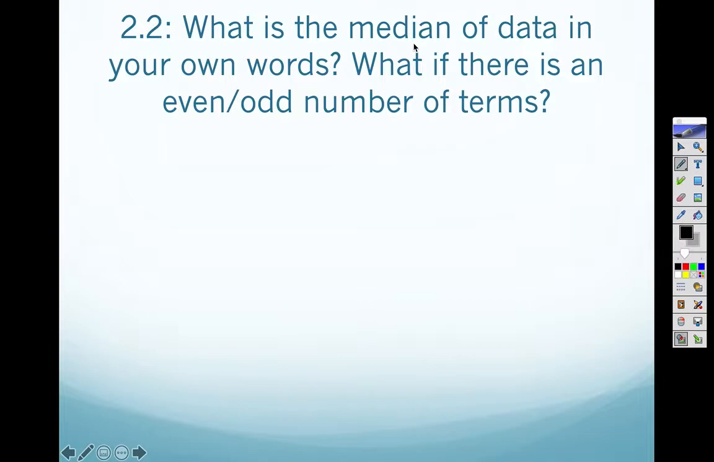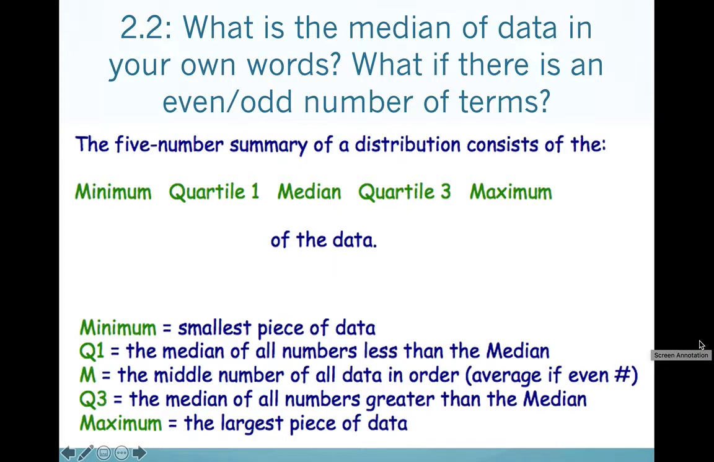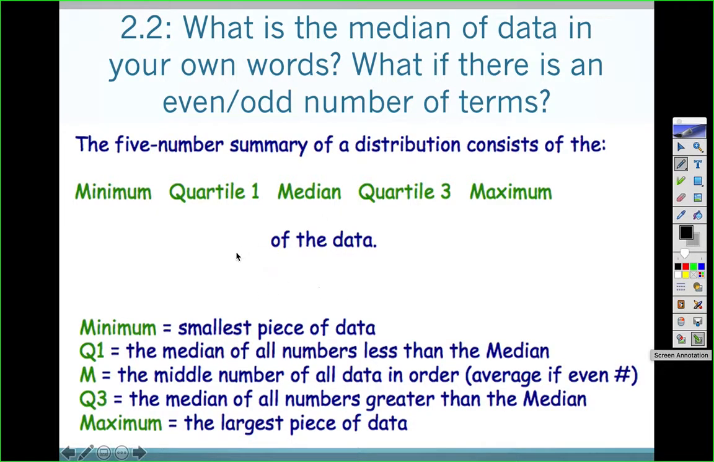You've probably seen the word median before of a data set, and I want to tell you that we're going to elaborate on median in this class. When you think of the median of a data set, you should be thinking about the middle number. It's the number in the middle. So I'm going to put a little data set out here for us.